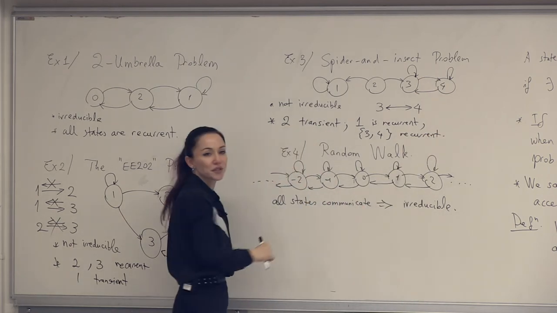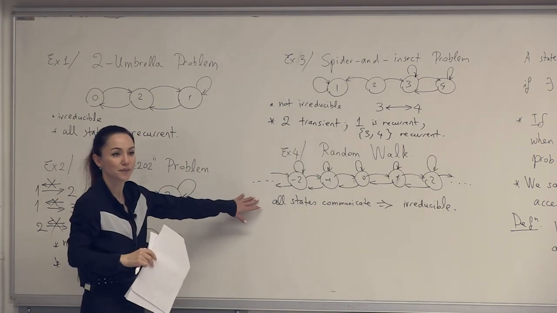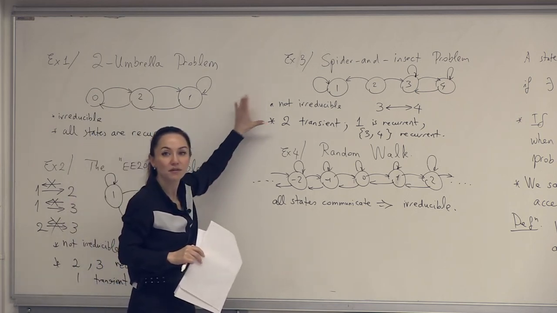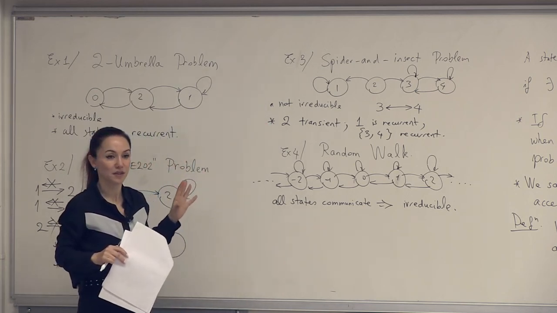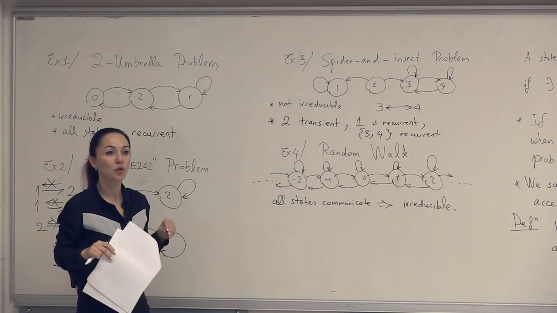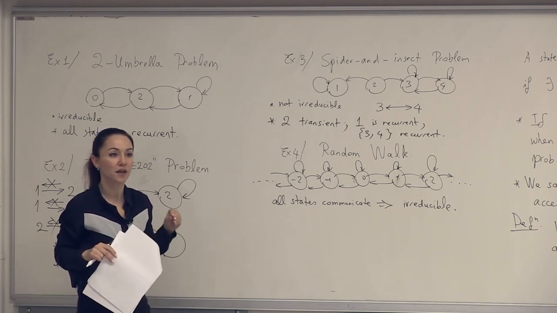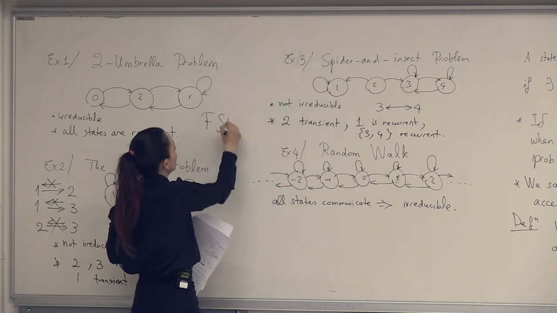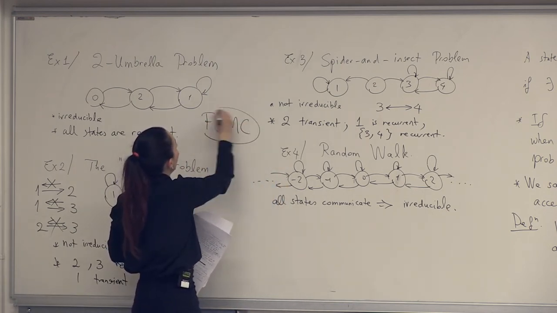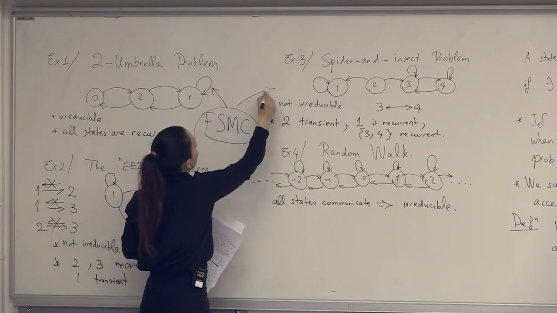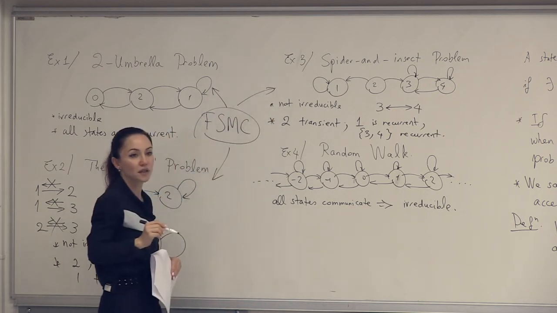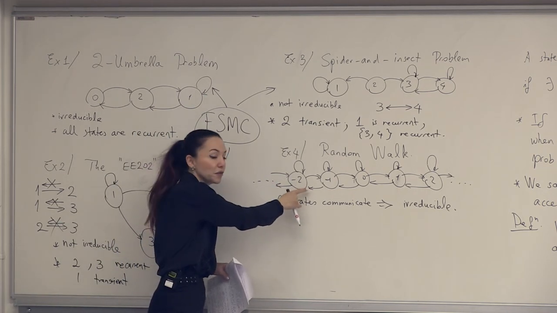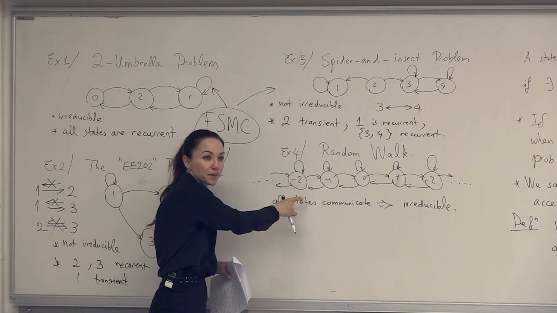Now, this is an interesting case, because this is different. All of these Markov chains have a finite number of states. In this course, actually, we focus on the finite state Markov chain case. Let me write it down. Finite state Markov chain. All three examples are finite state Markov chains. This Markov chain, though, is different. It has an infinite number of states. So things are a little different here.